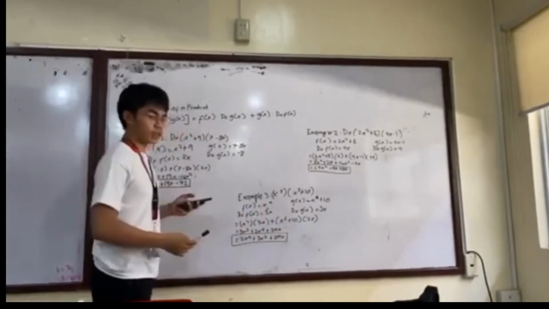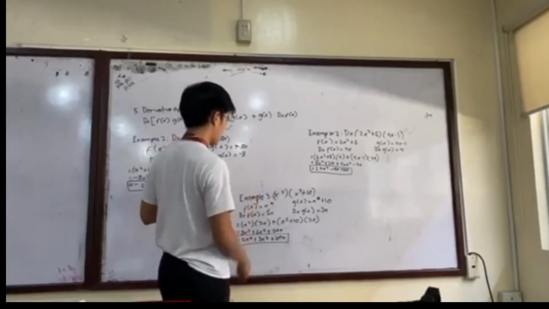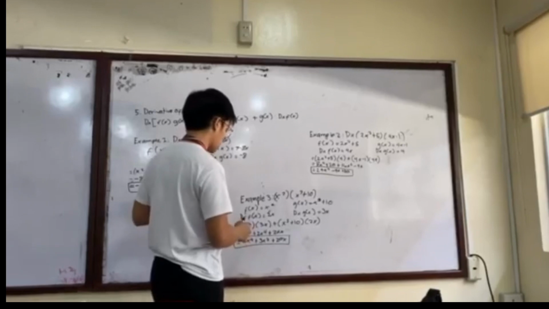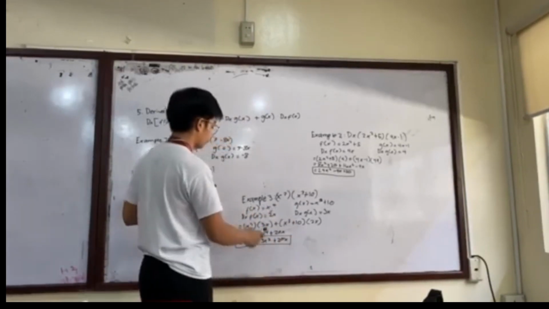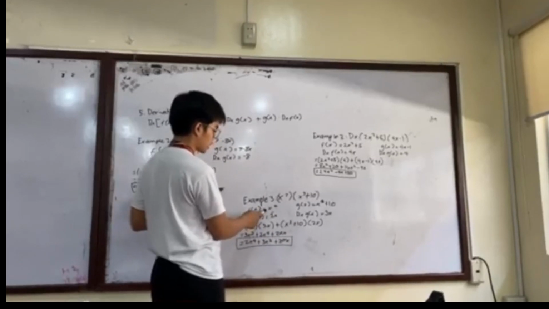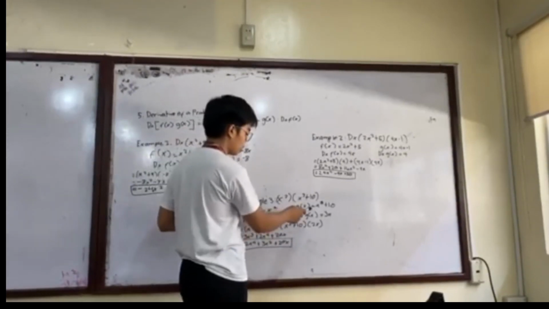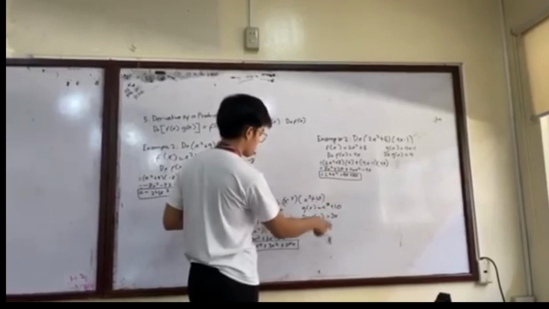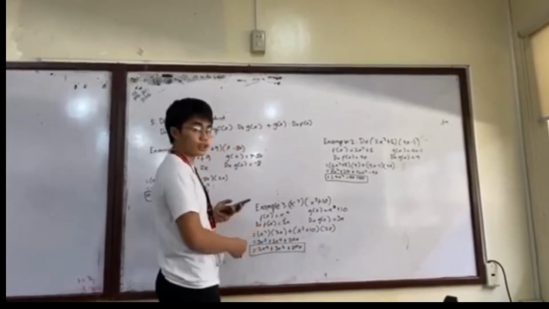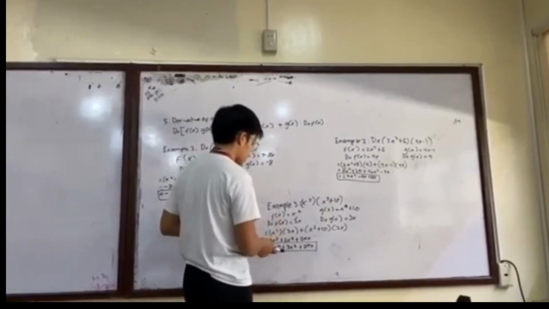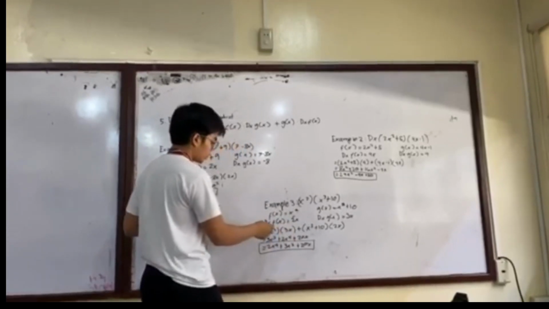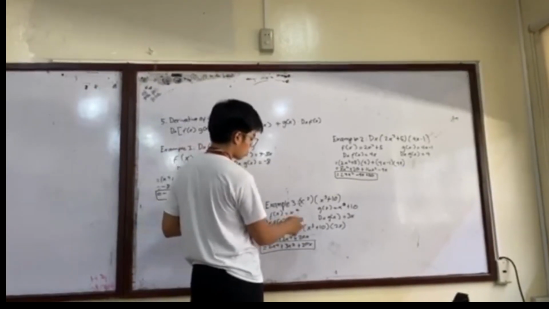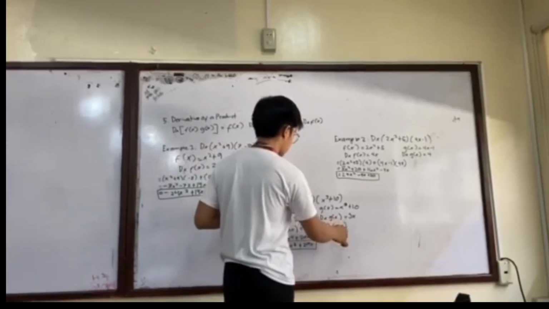For example number 3, same as the other examples, our first step is to find the value of f of x and the value of g of x. So for example number 3, our value of f of x is x squared and the value of g of x is x cubed plus 10. So the second step is to find the derivative of f of x and the derivative of g of x. So for example number 3, the derivative of f of x is equal to 2x and the derivative of g of x is equal to 3x.